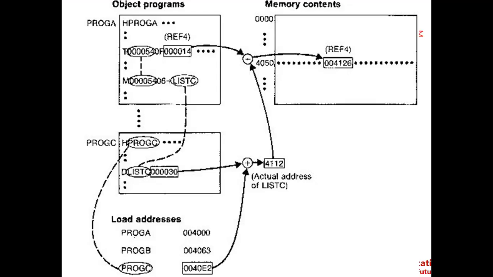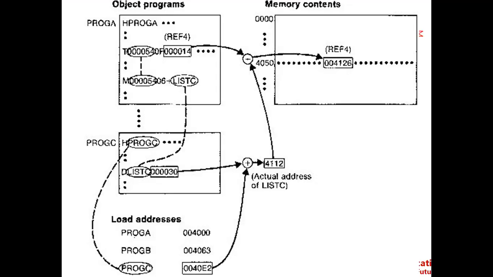Now if you look at program C, there is a header record that denotes it is program C, and there is one more record, D, which is the define record. The symbols which are defined in the control section, that is program C, are listed in the define record. So there is LISTC, which has the relative address 000030. Now when the object program needs to be loaded into memory, it has to be stored in a different location, because 0 is not the actual location for program C. So it is stored in the location 40E2. This is the load address which was allotted for program C.